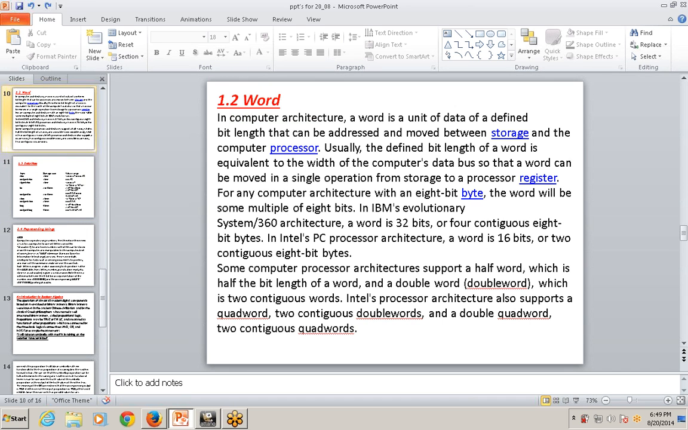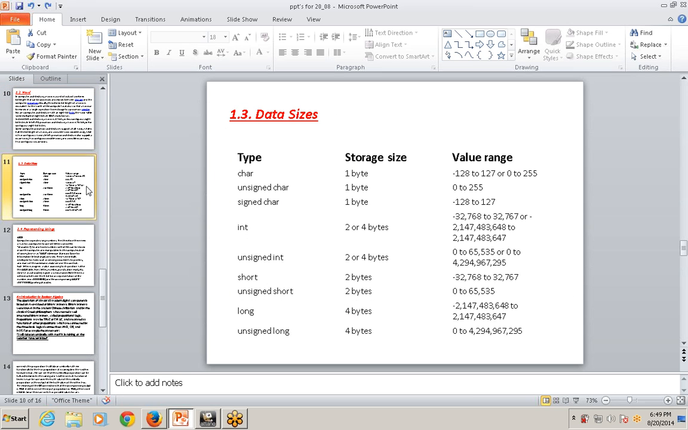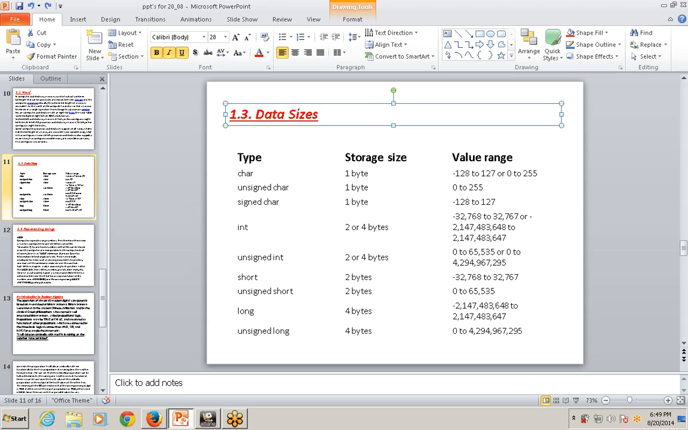Then we also talked about what is a word, meaning how we can store the data in a word format. We can store the data with the help of registers, processor, byte, bit or double word. Then we also talked about the data sizes in computer. There are different data sizes like bit, byte, kilobyte, megabyte, gigabyte and so on.